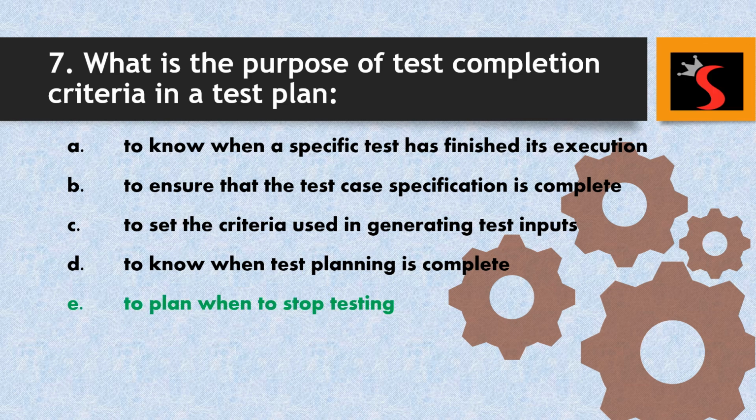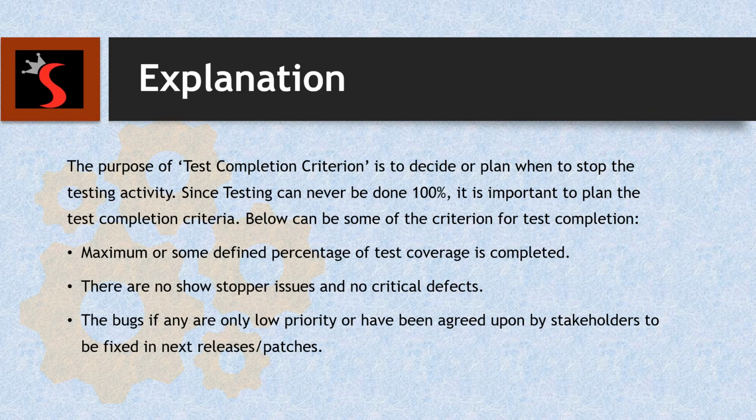And the right answer is option E. To plan when to stop testing. Explanation: the purpose of test completion criteria is to decide or plan when to stop the testing activity. Since testing can never be done 100%, it is important to plan the test completion criteria.